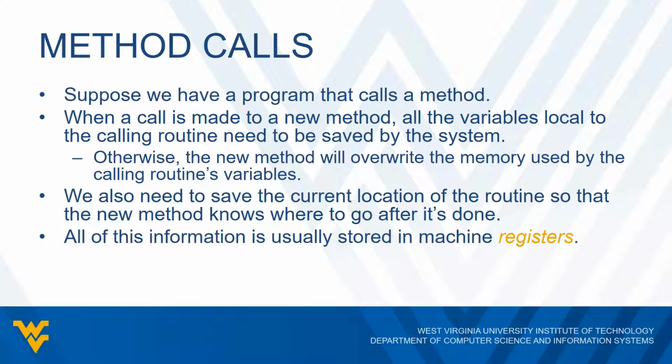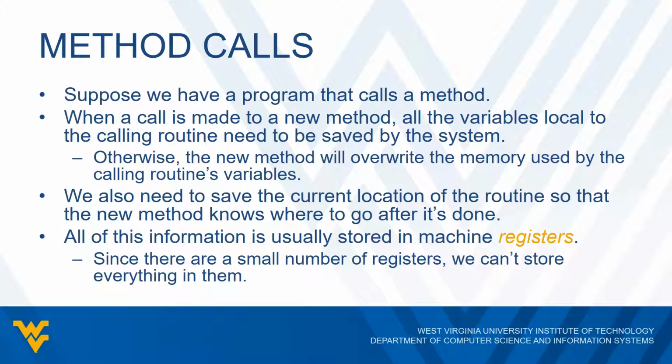All that information is usually stored in what are called machine registers. Now, we'll talk more about registers in other classes, but they're specific memory locations within our machine that will allow us to store this type of information. The problem with registers is that we have a very small number of them, usually 31, 32, something like that. So we can't store everything in those registers.